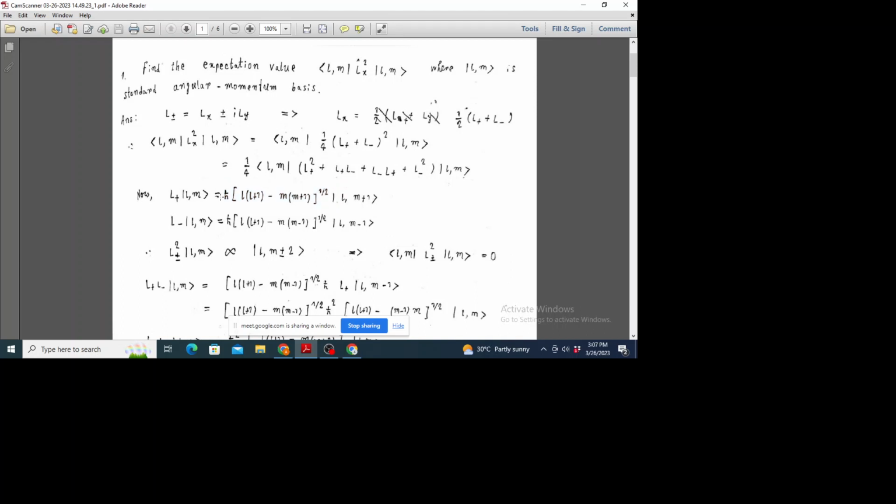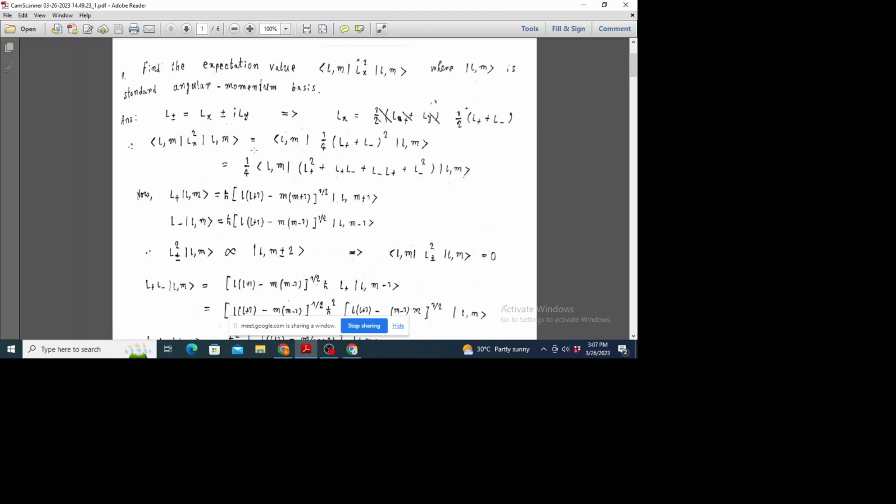Note that there is a little difference. This is the coefficient for L plus, which is l(l+1) minus m(m+1), and this is the one for L minus: l(l+1) minus m(m-1). So this is the little difference between these two.